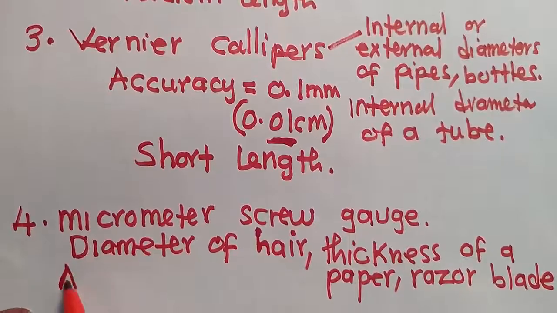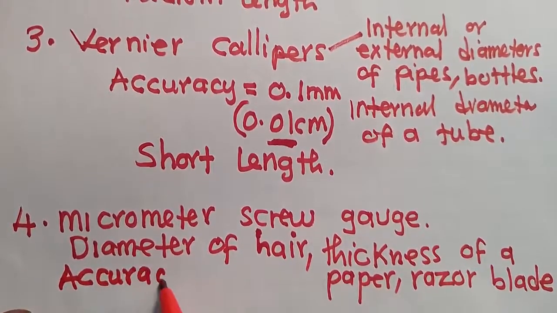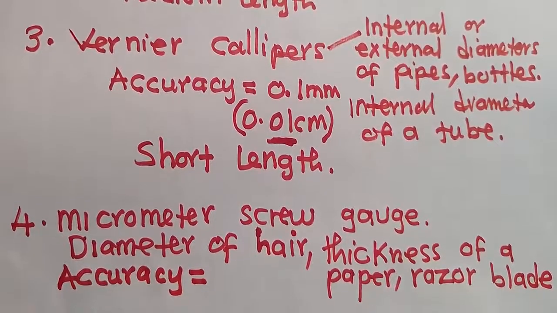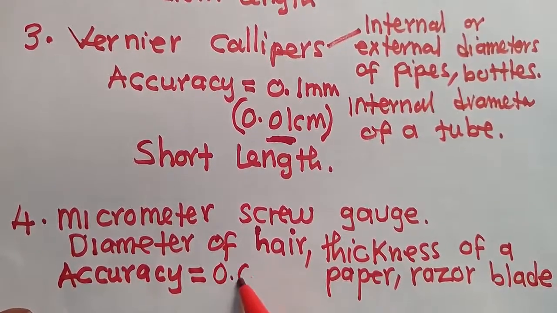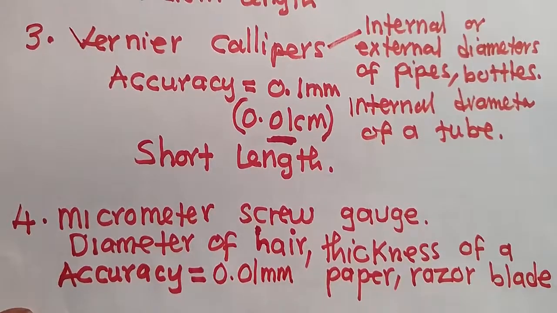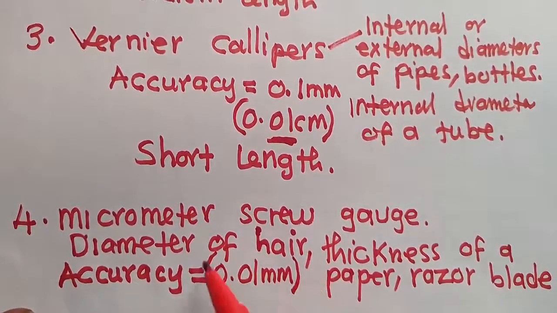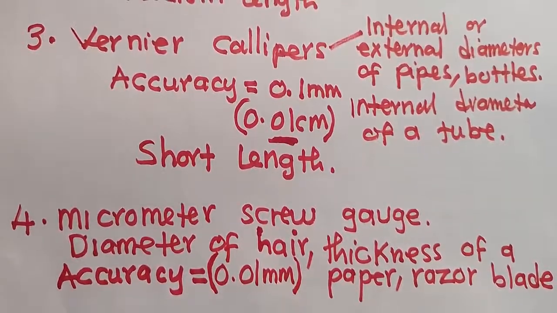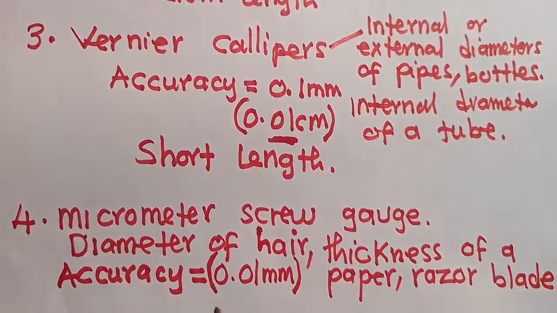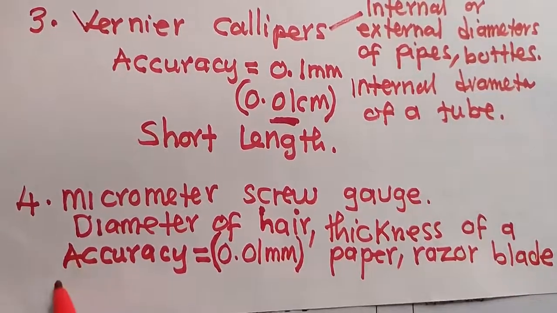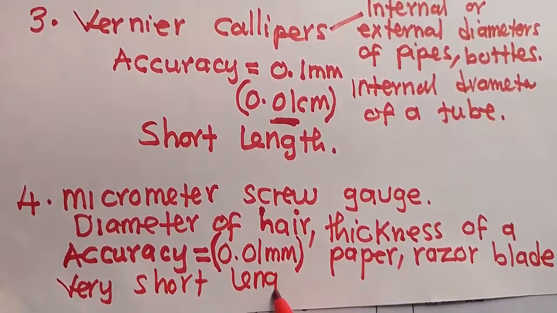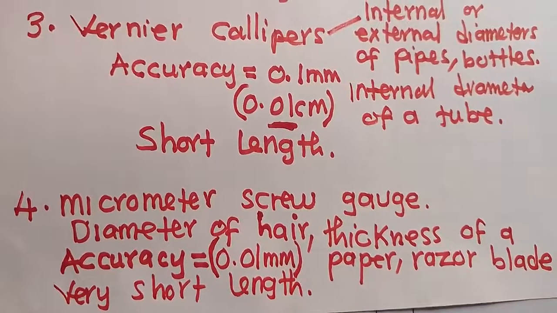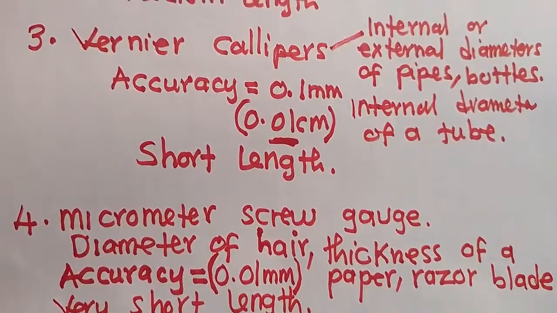What is the accuracy of this instrument? The accuracy is 0.01 millimeters. Get this one, very important. This is the accuracy of this instrument. It measures very short length. This is what it measures.